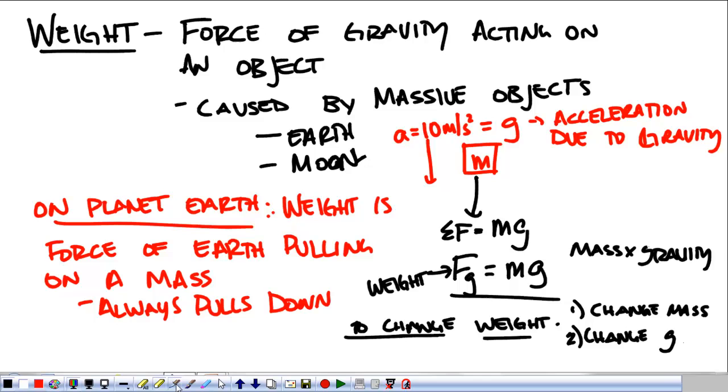Mass stays the same all the time. So your mass on the Earth is the same as your mass on the moon. But your weight on the moon is different than your weight on the Earth. Okay? Weight, the force of gravity, depends on the acceleration due to gravity. Mass just depends on how much of you is there.